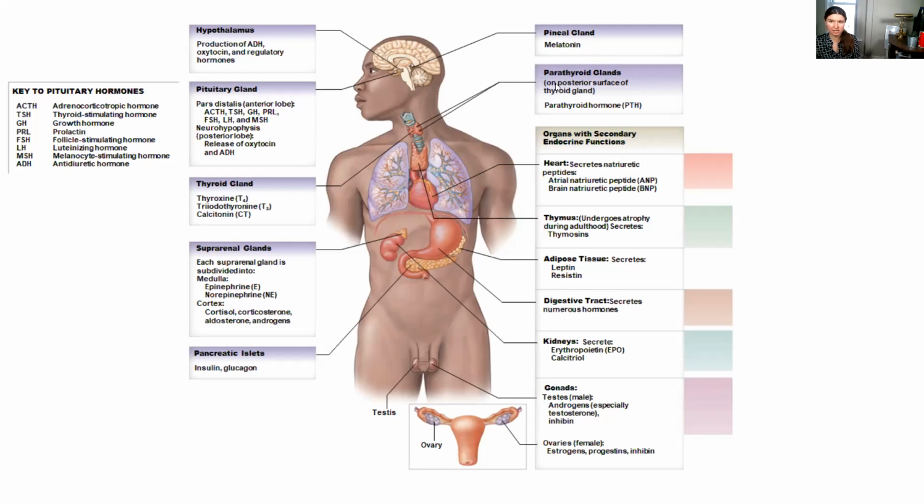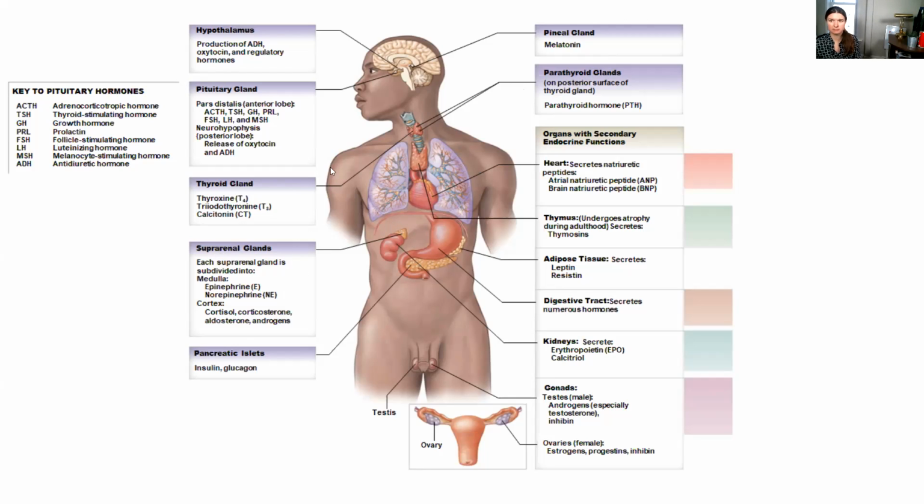As well as our parathyroid glands, also going to be primary endocrine organs. We've already talked about our adrenal glands. Now we can see them here. So our adrenal glands, also called our suprarenal glands, they sit on top of the kidneys. So they're down in the abdomen.